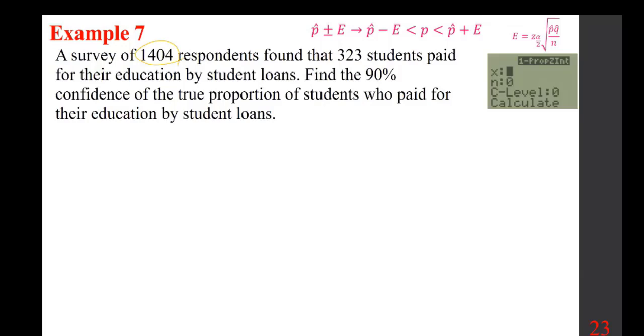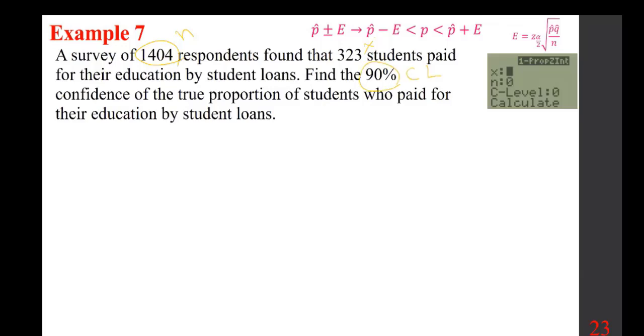I start with the first number. What is that? n. Beautiful. I start with the next number. What is that? X. Beautiful. Lowercase x. Out of 1,404, 323 students paid for their education by student loan, so that is x. And of course, this is your what?